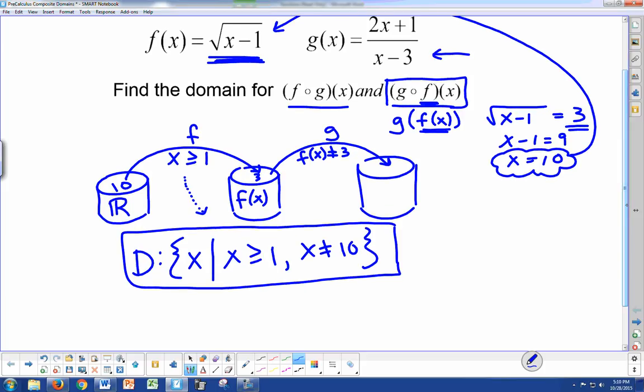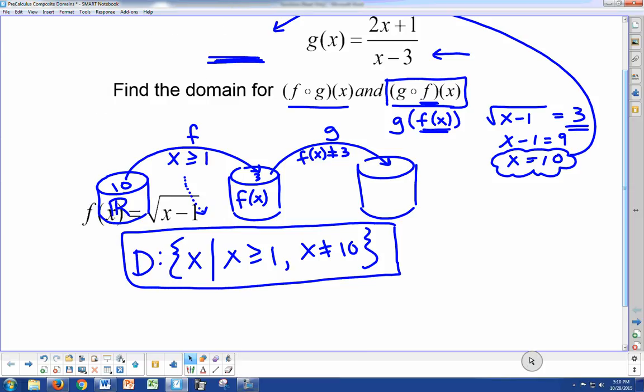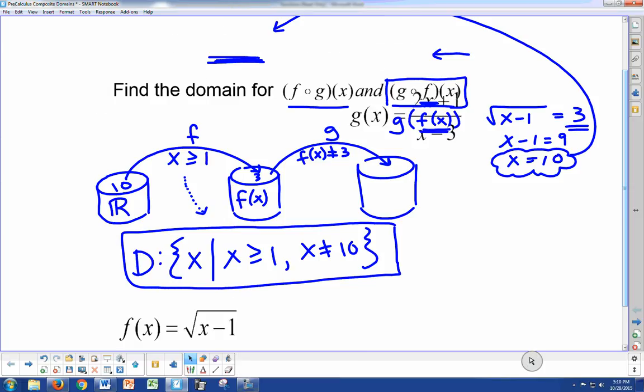The harder one is when we're trying to find f of g of x. So in this case, what I'm going to do is grab these two guys here and move them down. I'm going to take this guy down here, and this guy down here, and we're going to try to figure out f of g of x.